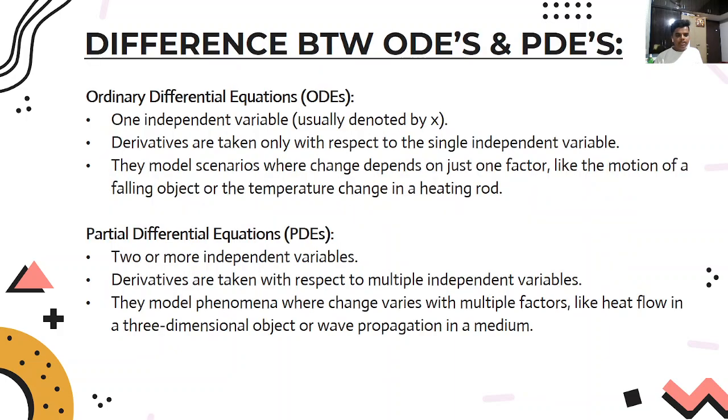Then let us know about the difference between ordinary differential equations and partial differential equations. At first, ordinary differential equations: one independent variable, usually denoted by x, derivatives are taken only with respect to a single independent variable. They model scenarios where change depends on just one factor, like the motion of a falling object or the temperature change in a heating rod.